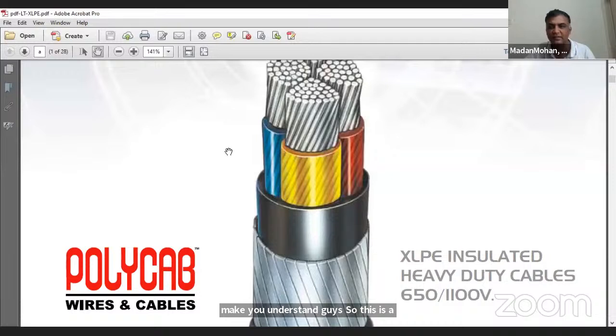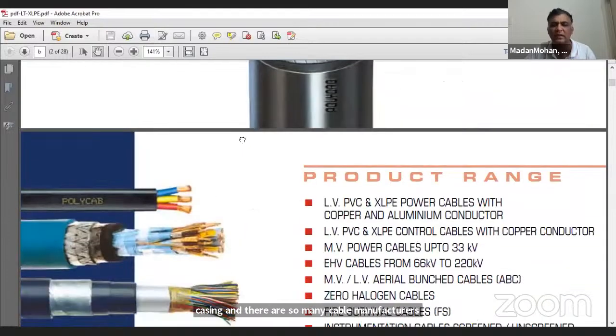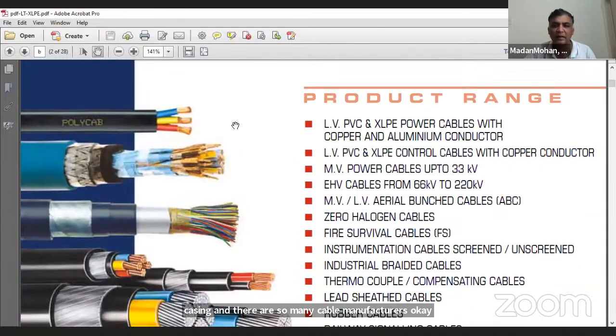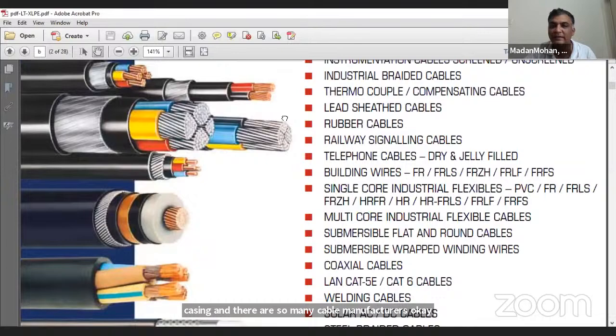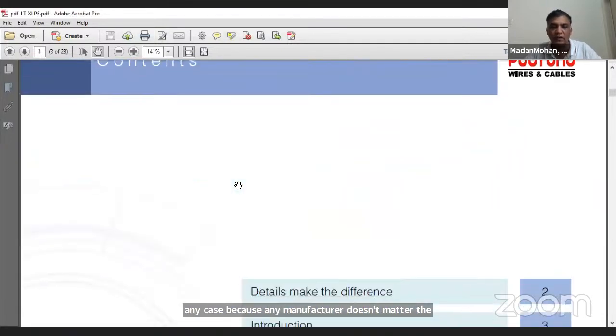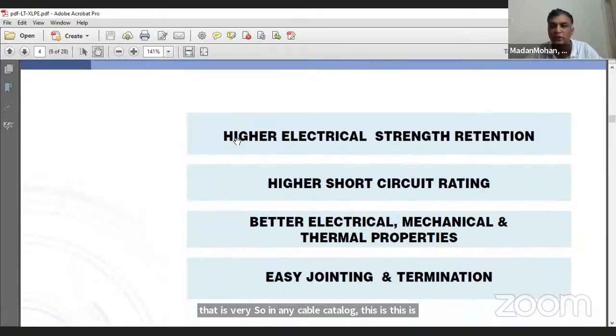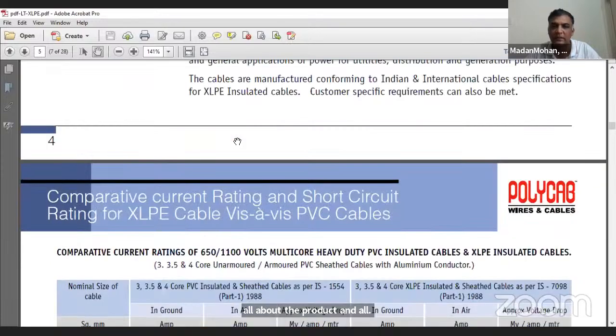There are many manufacturers in the market. Not only Polycab, you have Ducab, Havells, KEC, and so many other cable manufacturers. It doesn't matter which manufacturer. The only thing is you should know how to read the catalog. That is very important. In any cable catalog, this is all about their products. You can go through Google and download this catalog.